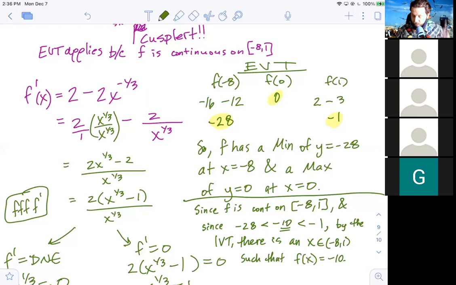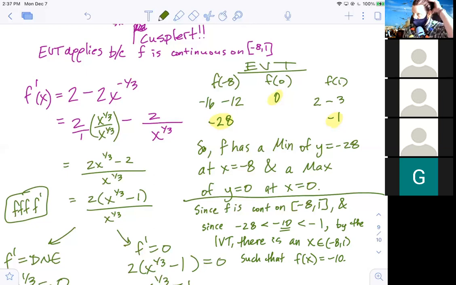Okay, so this is a good time to review the IVT. The IVT and the EVT have the same if part. Okay, so I could have chosen any value between -1 and -28. I just happen to choose -10. That's by the IVT. Okay, now shifting gears here.